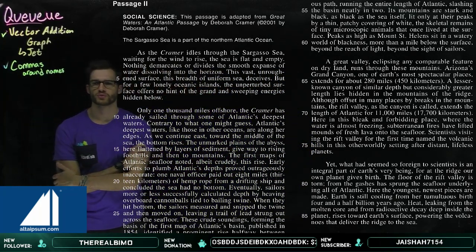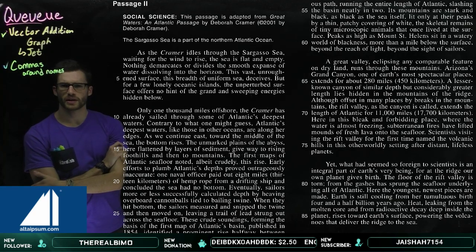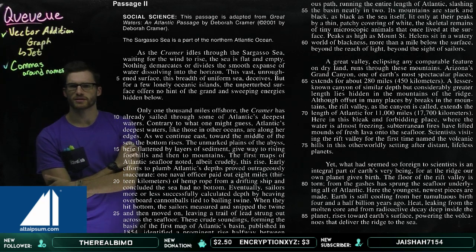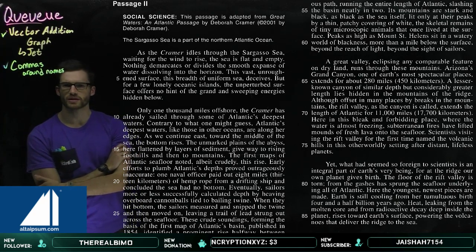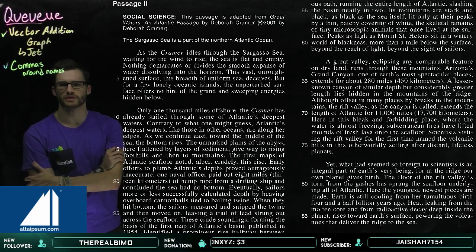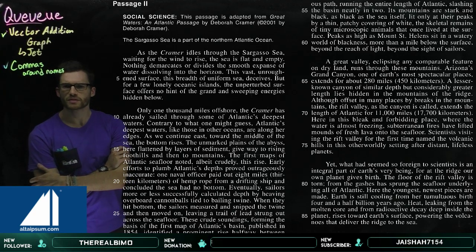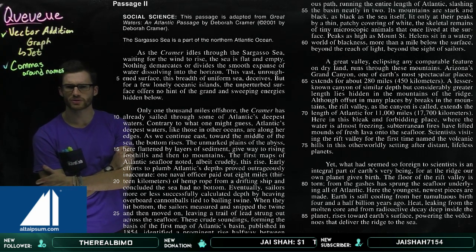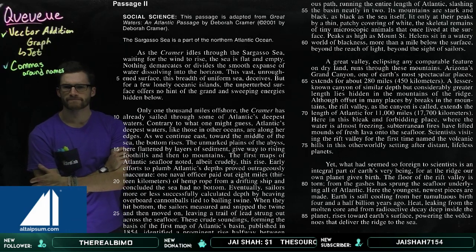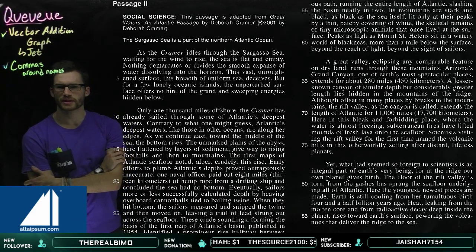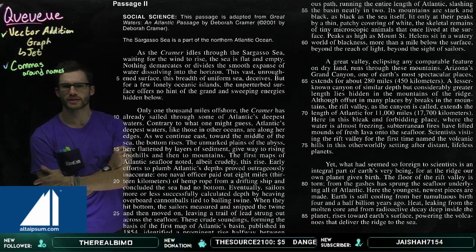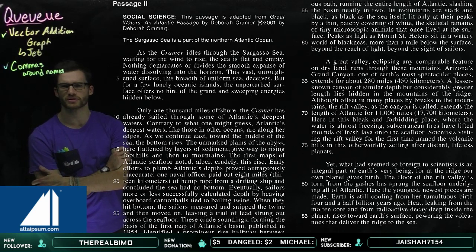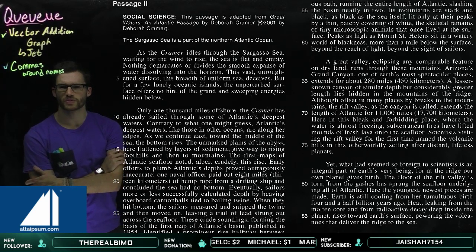I'm going to read the passage, starting on line 14, going to line 19. The unmarked plains of the abyss, here flattened by layers of sediment, give way to rising foothills and then to mountains. The first maps of the Atlantic seafloor noted, albeit crudely, this rise. Early efforts to plumb the Atlantic's depths proved outrageously inaccurate. One naval officer paid out 8 miles, 13 kilometers, of hemp rope for a drifting ship and concluded that the sea had no bottom.